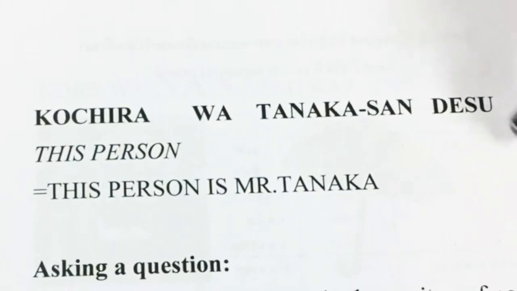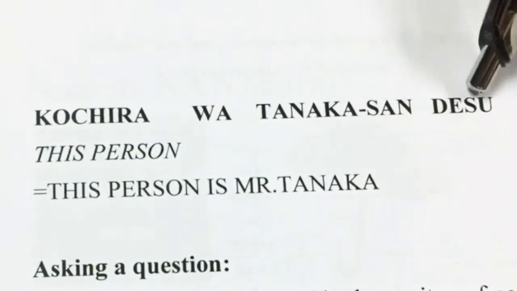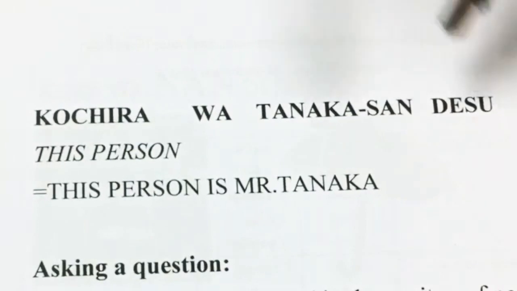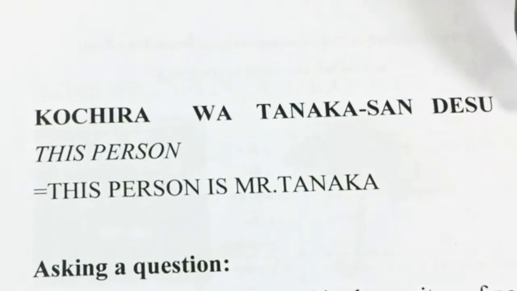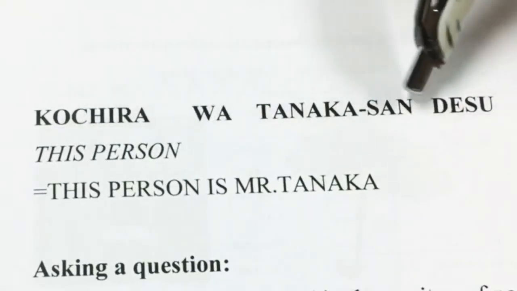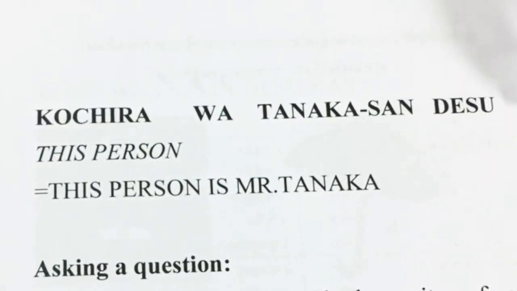You add ka at the end. The sentence becomes a question instantly. For example, こちらは田中さんです。This person is Mr. Tanaka. こちらは田中さんですか？Is this Mr. Tanaka? You see, just add ka, and it becomes a yes/no question.